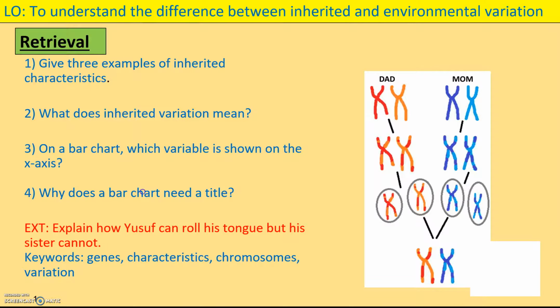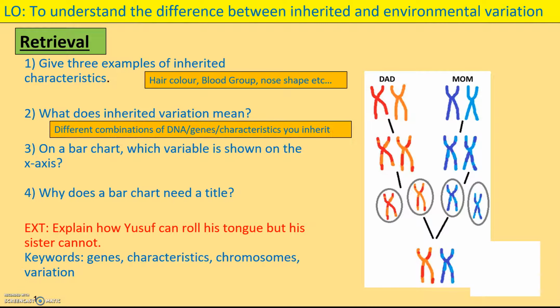Number 1 says, give 3 examples of inherited characteristics. That could be our hair color, or blood group, or nose shape, and other examples from our previous lessons. Number 2 states, what does inherited variation mean? Different combinations of DNA or genes or characteristics that you inherit from your parents.